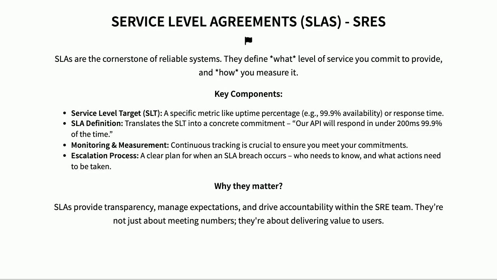Think of them as a promise you make to your users: we will keep the system up and running at this level. An SLA starts with defining what you're aiming for, like 99.9% uptime, or perhaps how quickly a response time should be. We then translate that into our specific commitment, like our API will respond in under 200 milliseconds 99.9% of the time. It's really important to have a system in place to constantly monitor and measure whether you are actually meeting those goals, and importantly, a clear escalation plan if things go wrong. SLAs aren't just about numbers, they are about building trust with your users by delivering on what you promise.